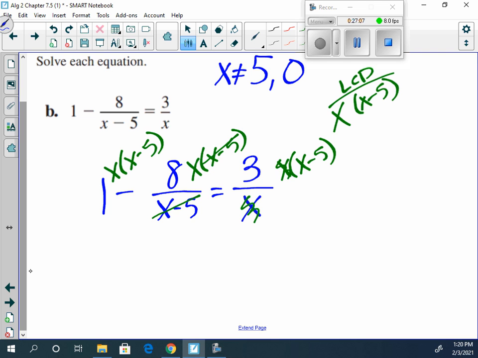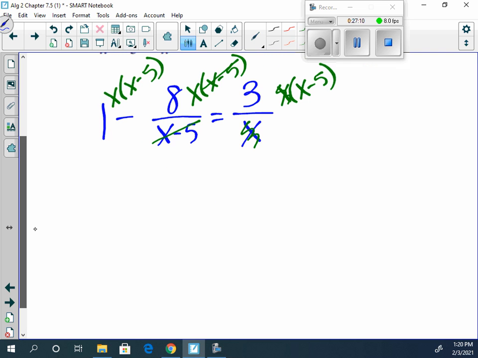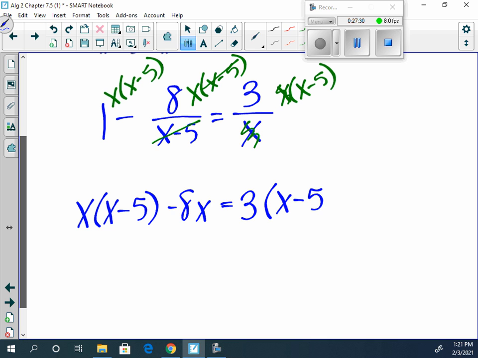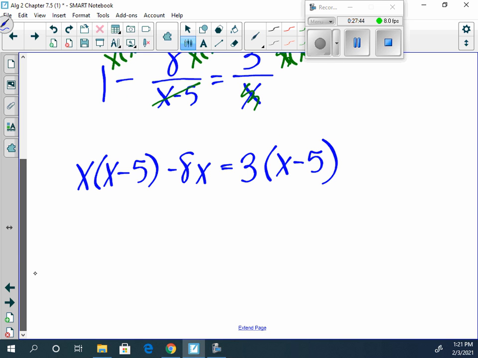So let's see what happens after we multiply this through. Well, x times x minus 5 times 1 will just be x times x minus 5 minus 8. The x minus 5 and x minus 5 cancel, so that leaves us with negative 8x. Now on our other side, we'll have 3 times x minus 5. Okay, now we just need to solve for the value of x.